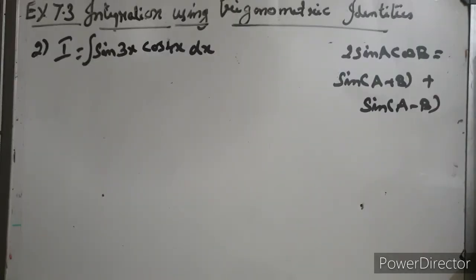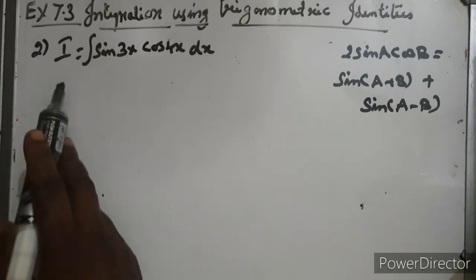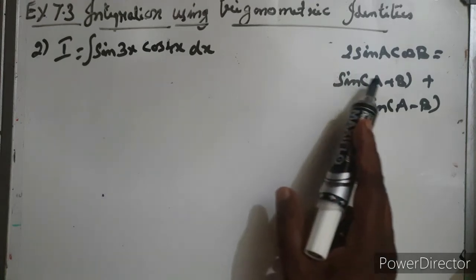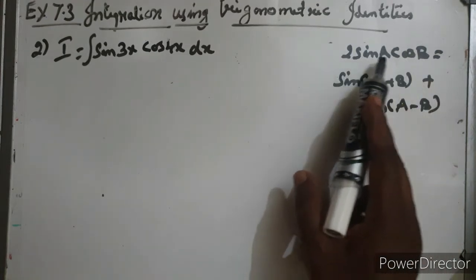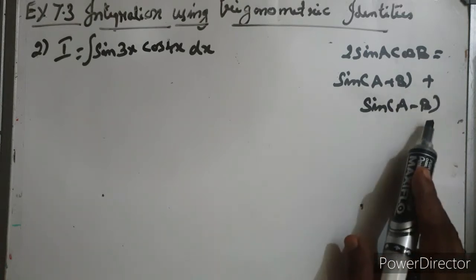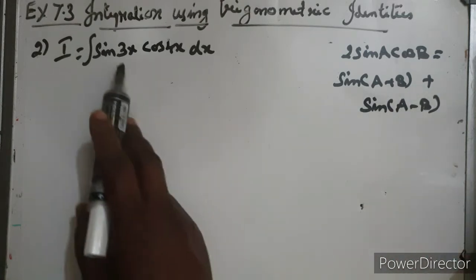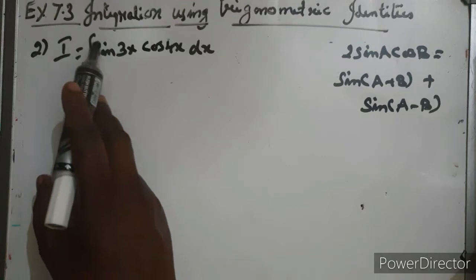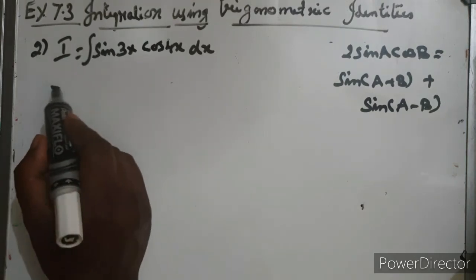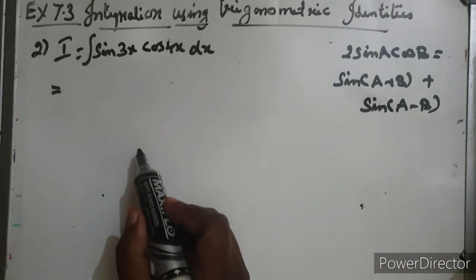Second one, find the integral of sine 3x cos 4x. So I have written I equal to integral of sine 3x cos 4x dx. I am going to use the trigonometric formula 2 sine a cos b, which is equal to sine of a plus b plus sine of a minus b. Here we don't have 2 in this function, so I am going to multiply and divide by 2 so that I can use this trigonometric formula.